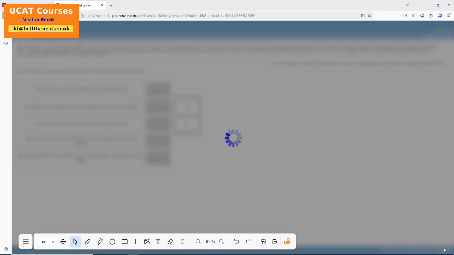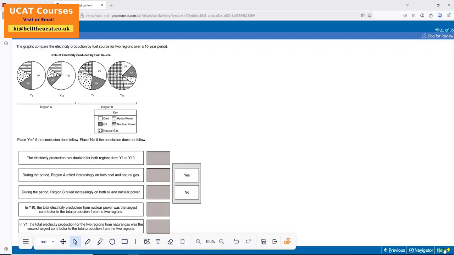I still want to do this, but let me see if I can try some more questions. Another syllogism question comes into play. I know I've got way too long time, but electricity, let's see how many I can do. Electricity production doubled for both regions, year 1 to year 10. No clue. I haven't been given the total amount of electricity. So this is just how much each of them contributes from coal, hydro, nuclear, oil, natural gas.